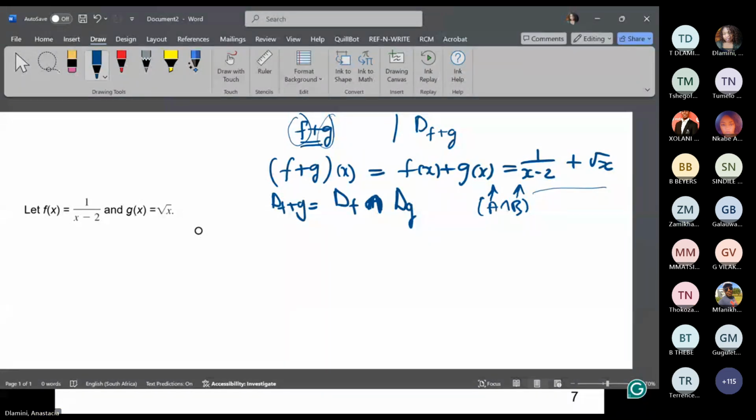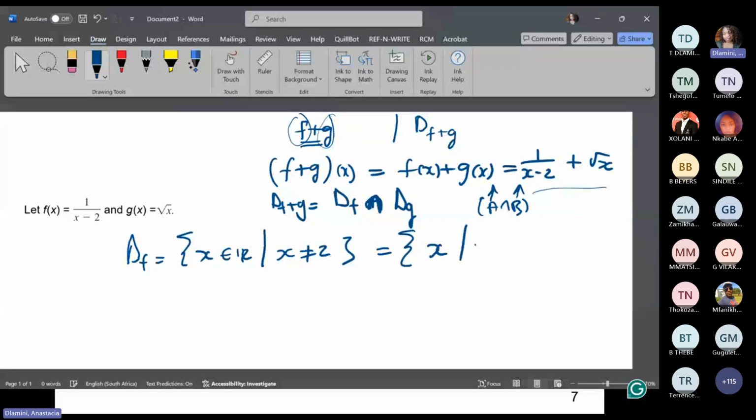Yes, ma'am. Now, since they are saying that the domain of f plus g must be the intersection of the domain of f as well as the domain of g, meaning that we have to go and find the domain of f. So we went and found that the domain of f is equal to the set of x, element of real numbers. You can also write it like this if you want, such that here we said x should not be equal to 2. Or you can write it the way the notation in the textbook says, x such that x is not equal to 2.